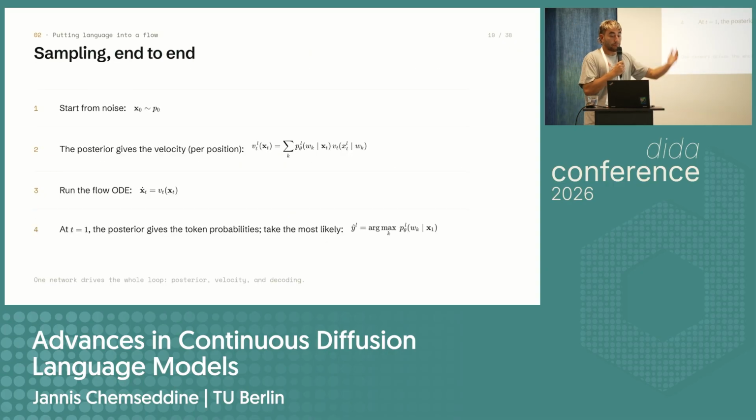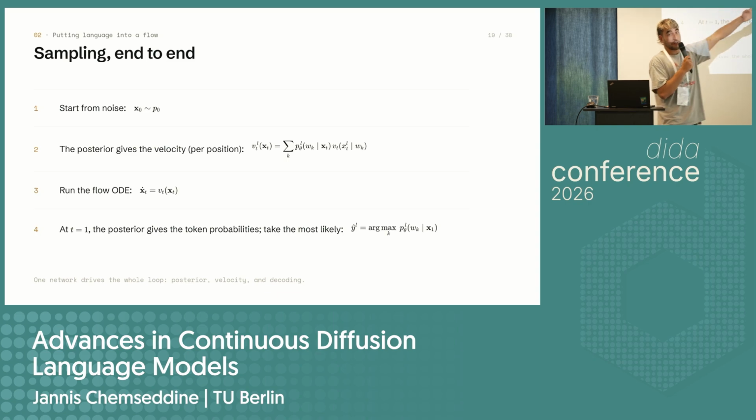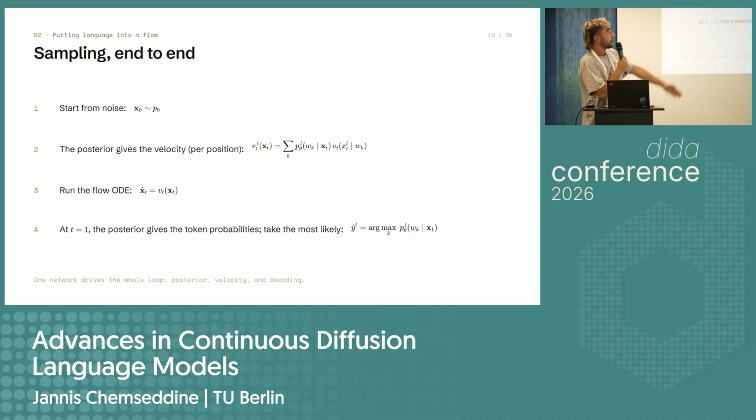Okay, how do you then sample? Well, you sample some noise in your embedding space, in your continuous space. You have trained the posterior, right? You know the conditional velocities. You compute your velocity field. You run the ODE, right? Use an Euler scheme or whatever. You run it until time 1, and then you decode. And this gives you tokens.